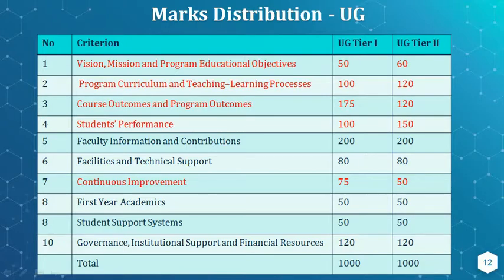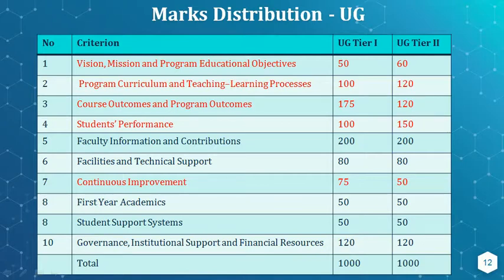For student performance, tier 1 has only 100 marks, but tier 2 has 150 marks. More weightage is given to tier 2 institutions for student performance. For faculty information and contribution, the marks are 200 for both categories. Facility and technical support is 80 marks for both categories. For continuous improvement of the institution, tier 1 is given a weightage of 75 marks, and tier 2 only 50 marks.